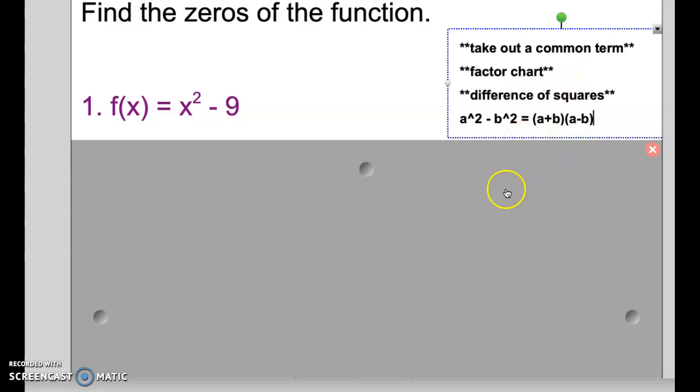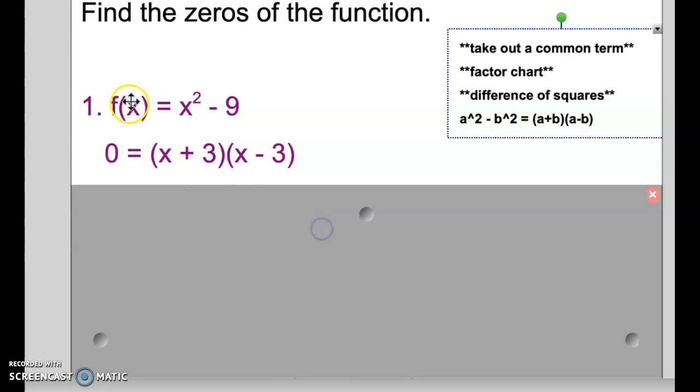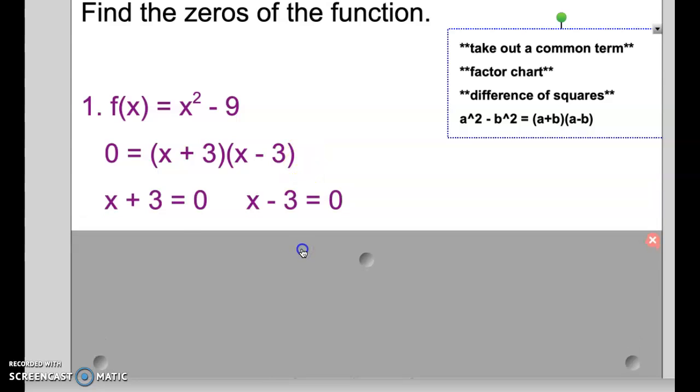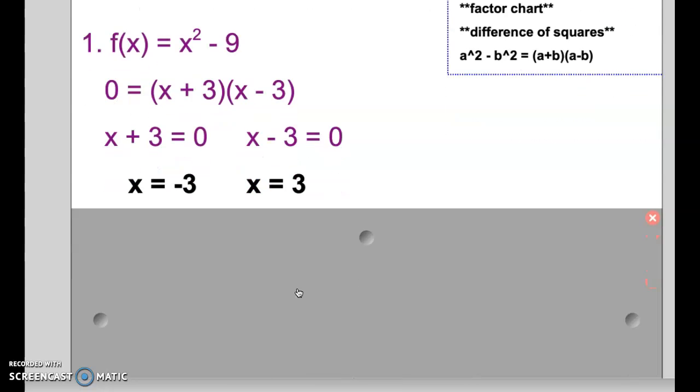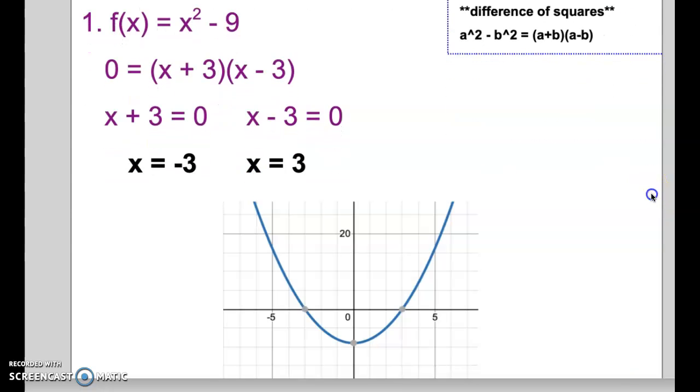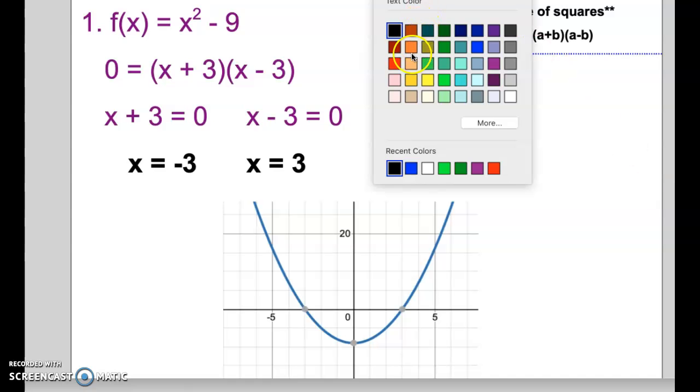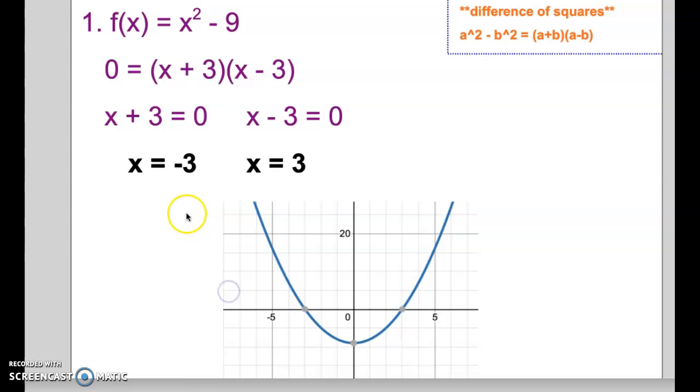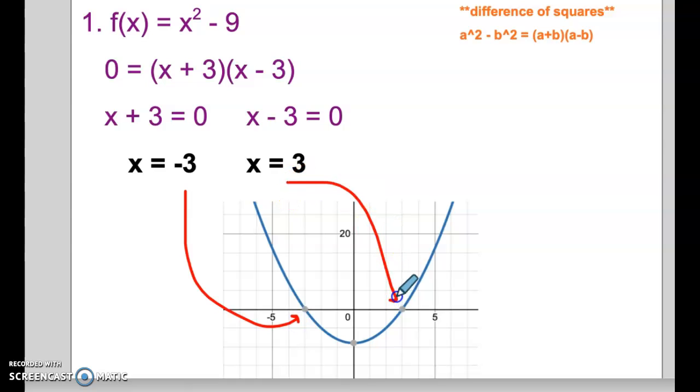Difference of squares lets me factor it, right? So I know I'm going to set it equal to 0, and I can factor this by taking the square root of 9, which is 3, and I have a positive 1 and a -1. I'm in factored form, so I do the zero product property, and my two answers are -3 and 3. I can check those on a graph. Notice my x-intercepts happen at -3 and at +3. Awesome job, guys.